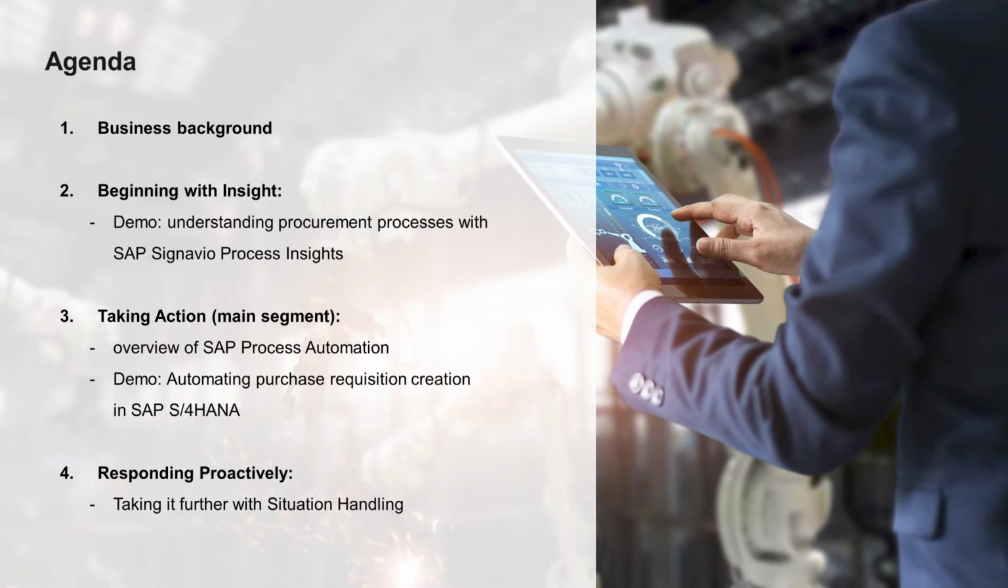Then we are going to deep dive into the section on insights, where we will see a short demo of SAP Signavio Process Insights, which is one of the tools to help us mine and analyze our different processes within lines of business. And then after that, we move to the main segment, where you will see how you can take action about those KPIs and the insights that you gain from the tool using SAP Process Automation.